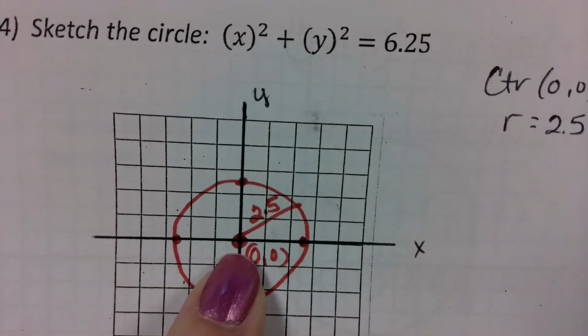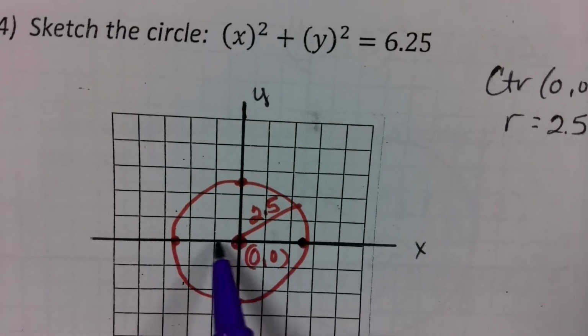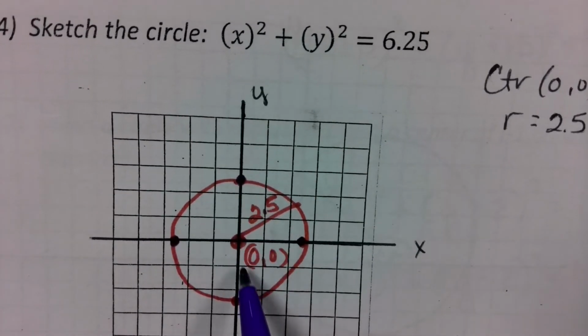So you plot your center 0, 0. Your radius is 2.5. So you need to go over 2 and then half. So right in the center between these 2 points, put a little point. Do the same thing here. 1, 2, and then a half. 1, 2, up, and then a half down. 1, 2, and a half. Then draw your circle.